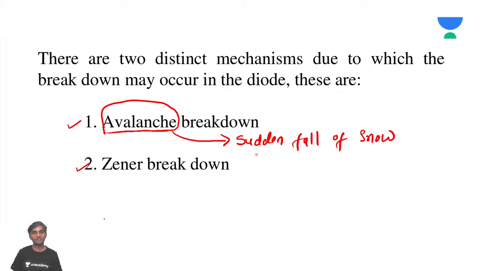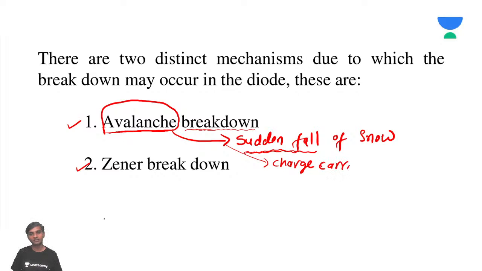So what it means is there is a sudden fall. Remember this word, sudden fall. Due to the sudden fall, there is something called a breakdown. The sudden fall of snow is nothing but avalanche, and here it is called breakdown. So what avalanche means here is an avalanche of the charge carriers.